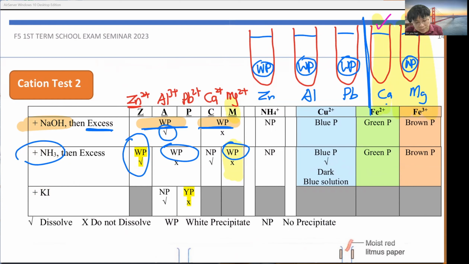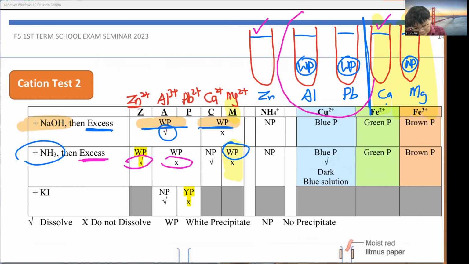Then for zinc, you see these 3 still give the same result: white precipitate, white precipitate, white precipitate. We still don't know which one is zinc, which one is aluminium, which one is Pb. So this is what we do. We put excess. When you put excess, you can see the difference here. Zinc is the only one that dissolved. So we are able to identify zinc because it is the only one that dissolved. Then we have these 2 not yet identified. So what do we do? The next step, we put KI. When you put KI, Pb will give you yellow precipitate. Then you realize that here nothing came out when you put KI.